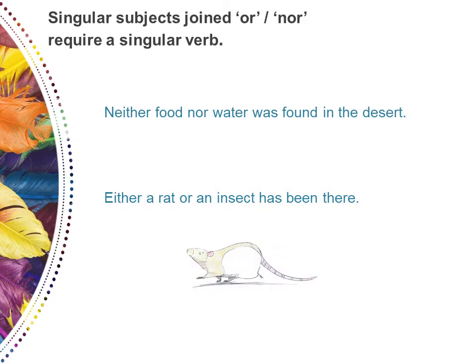Next, we will be considering singular subjects joined by or and nor. This particular type of subject requires a singular verb. For example, neither food nor water was found in the desert. Neither food nor water is considered to be a singular subject. We use the singular form of the verb, which is was. Either a rat or an insect has been there. Since rat and insect are both singular subjects, we use the singular form of the verb, which is has.